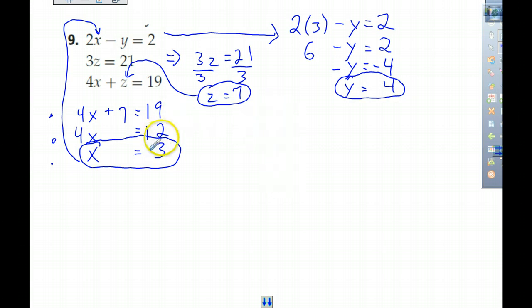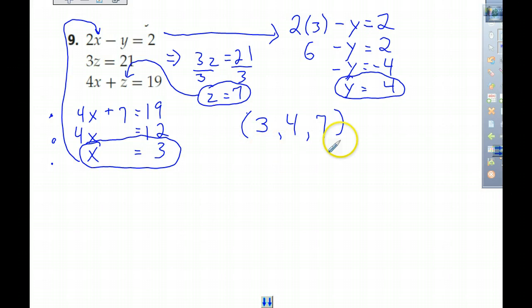Write your answer. Last night you wrote it in parentheses. Same thing here, parentheses. We just have 3 answers. Write them alphabetically. 3 for x, 4 for y, 7. Not too bad.